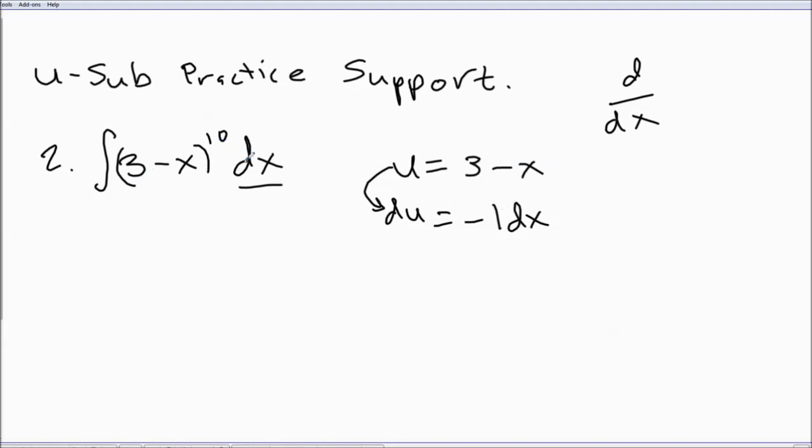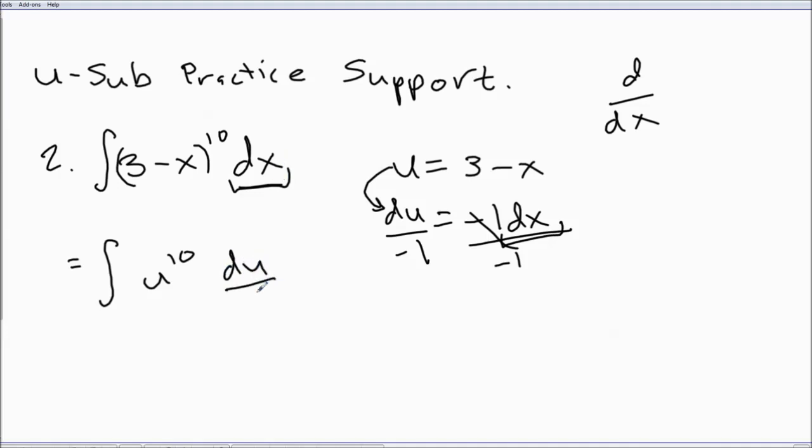The whole point of that is we're going to try to make this nasty thing over here look a little bit easier by writing an equivalent expression that's easier to work with. So instead of 3 minus x, we're going to write u. So now we've got u to the 10th. That's something we know how to work with. I've got a dx right here, and I've got a dx right there, but I have that negative 1 in the way. So I'm going to divide out the negative 1. Those cross out. Instead of dx, I'm going to write du over negative 1.